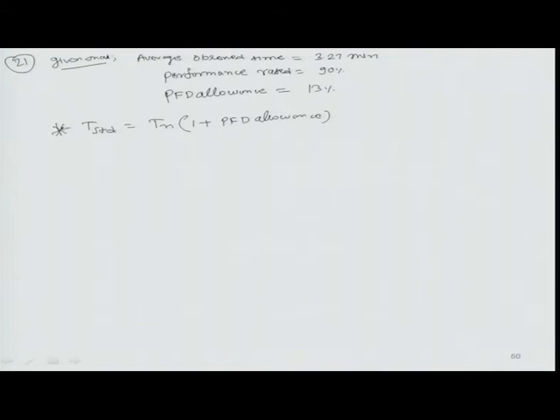Okay. So for that we'll calculate normal time. The average observed time was 3.27 minutes, and the performance rated by the analyst was 90%. So we will take this into account, 90%. On calculating this, we will get 2.943 minutes.